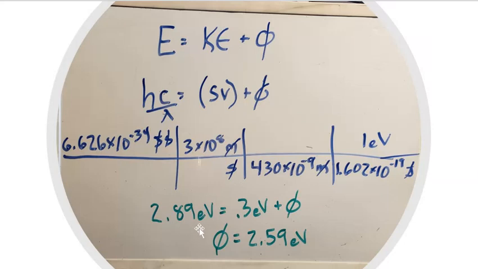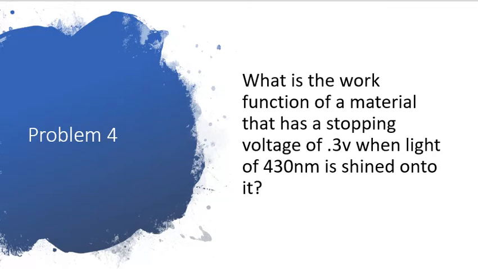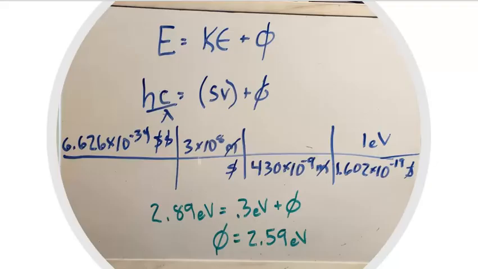Well, if we look at the problem again, the stopping voltage was 0.3 volts. So what's the kinetic energy of the electrons? Well, it must be 0.3 electron volts. And that goes back to the last problem. I can show that math again, but if I figure it out, I get the same thing in electron volts. So I know the total energy is 2.89. This is how much kinetic energy the electrons have after they break free. So if I just take the 2.89 and subtract 0.3, whatever's left over must have been the energy that broke the electron free, or it must have been the work function of that.